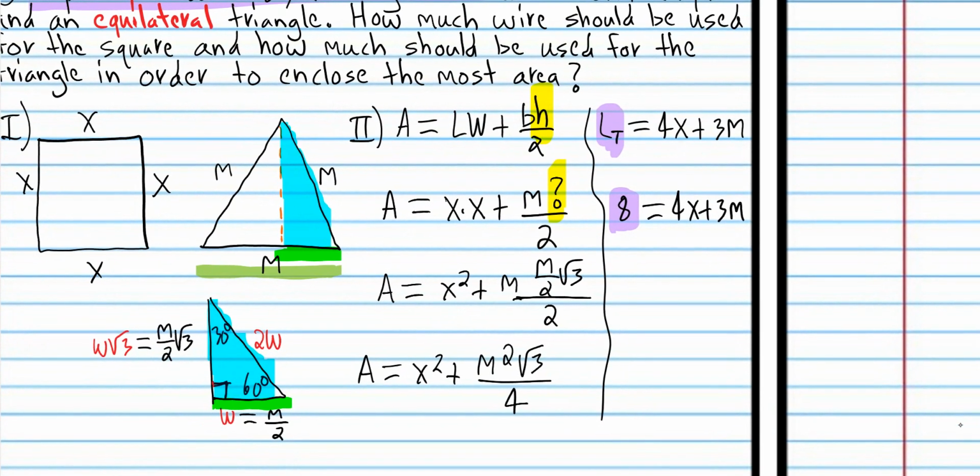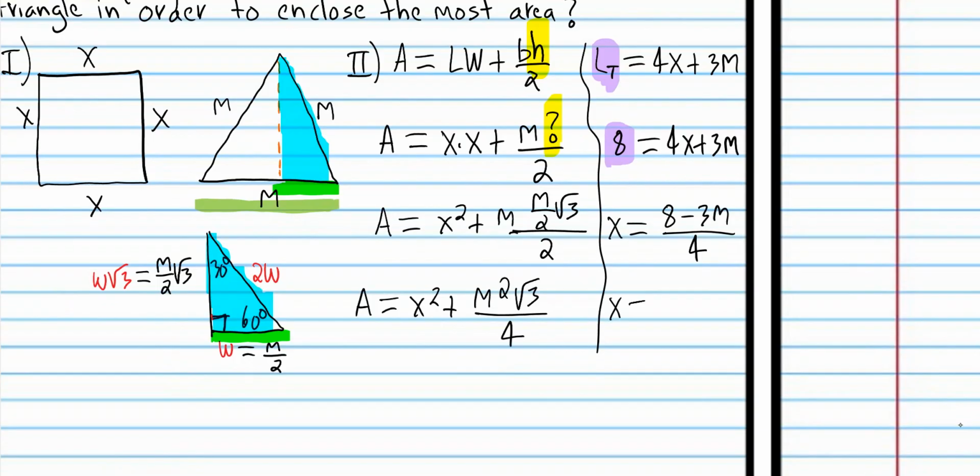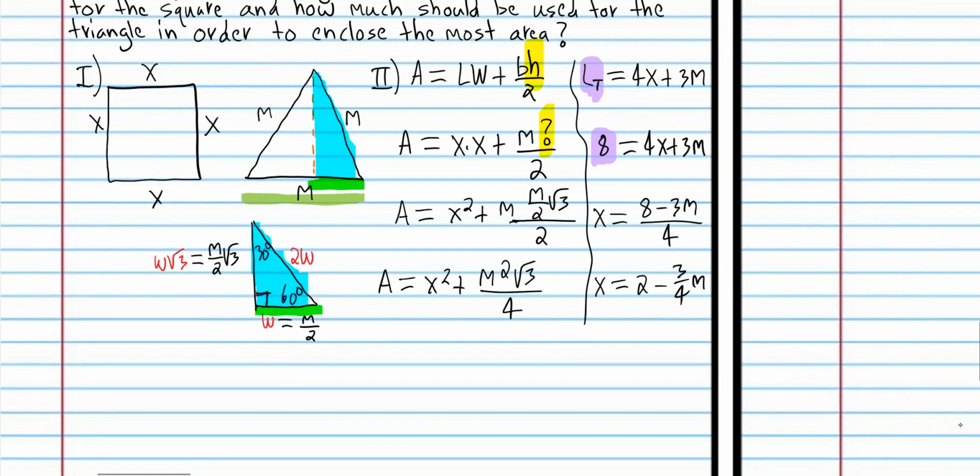Okay, so I'm going to solve for x because I don't want to plug in something here and have to multiply it by a bunch of root 3. So x is equal to 8 minus 3m over 4. And it's probably going to be easier if we simplify that. So that's going to be 2 minus 3 over 4m. Remember, we can divide 8 and negative 3m by 4 separately.